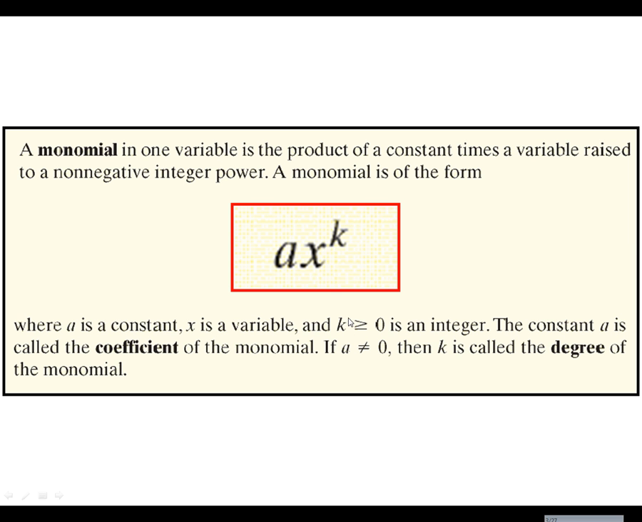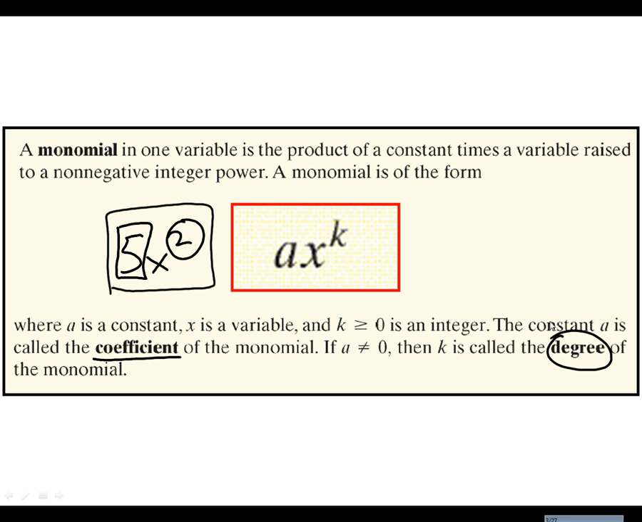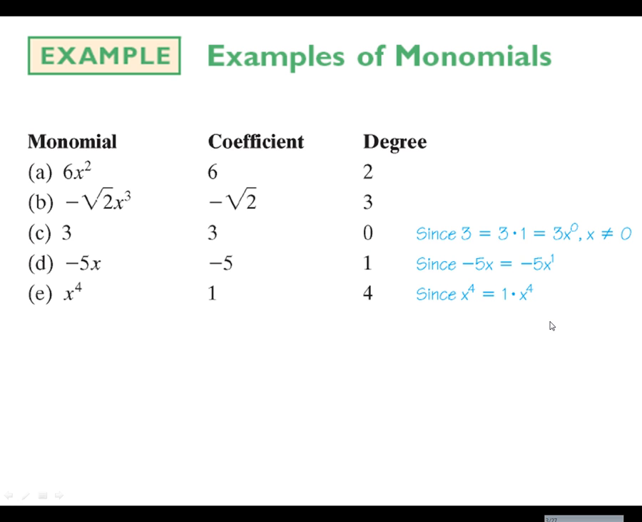So, a monomial, single variable. A is your coefficient out in front. K is going to be your degree. Alright, x is the variable. So, if we have 5x squared, 5 would be your coefficient. 2 would be your degree. And this is a monomial because it's a single term. No addition, no subtraction going on here.